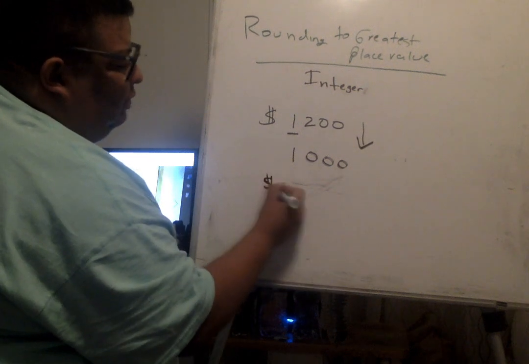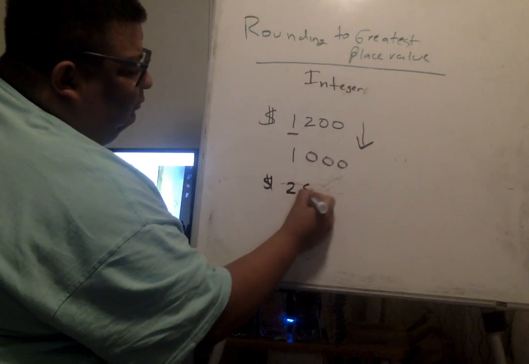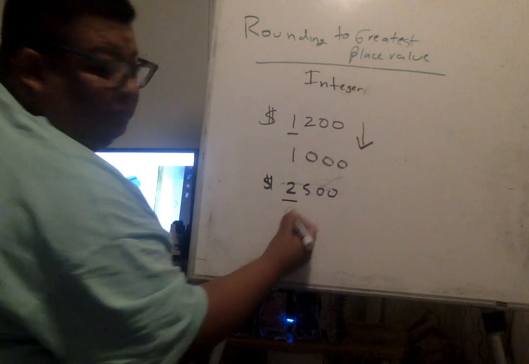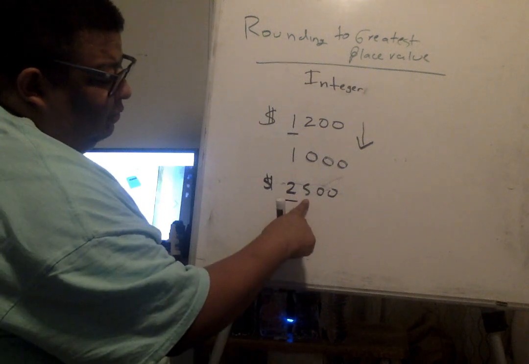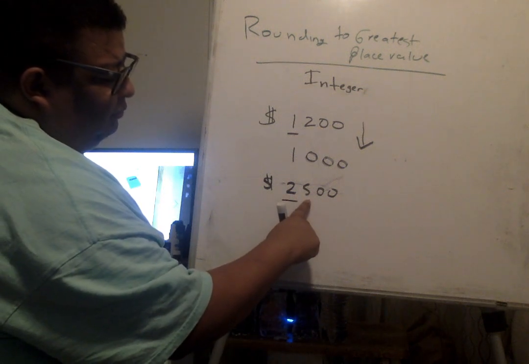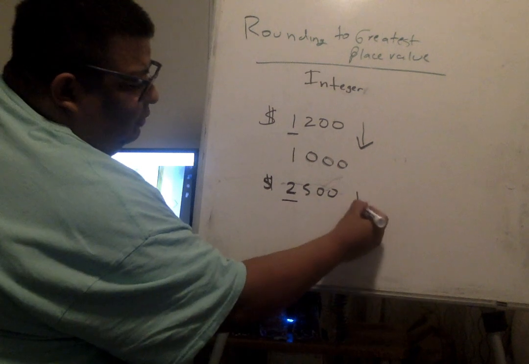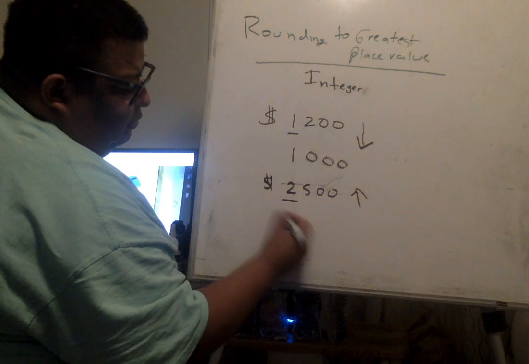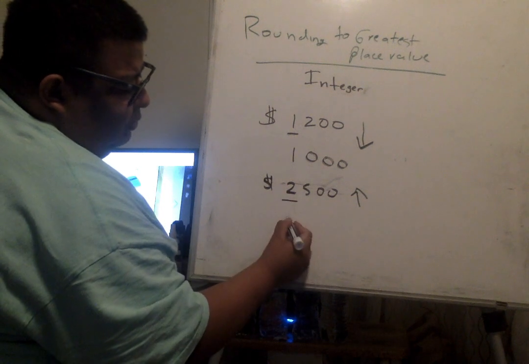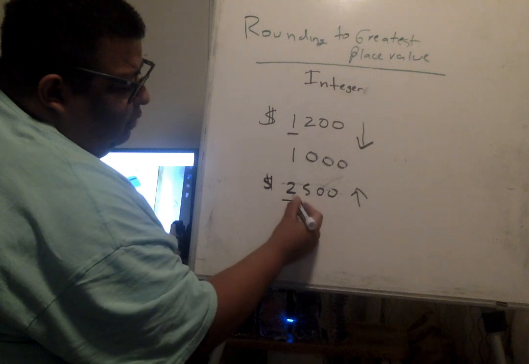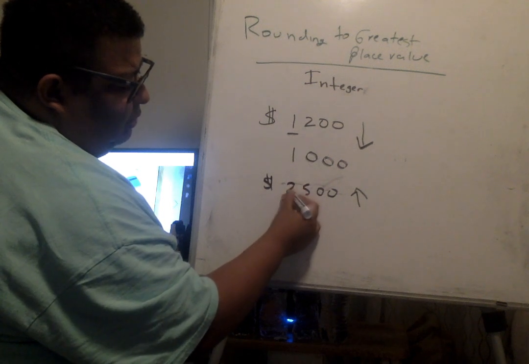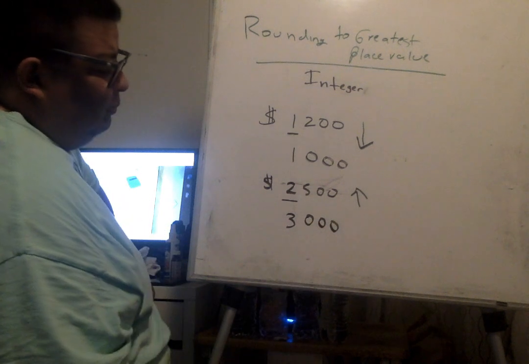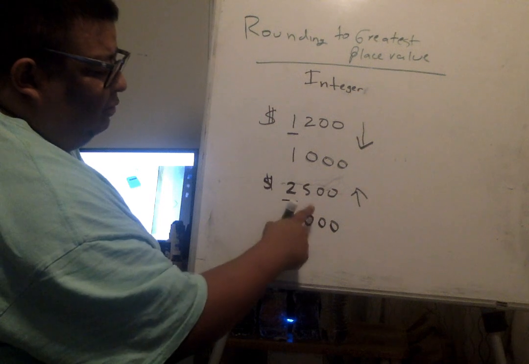Let's say you have money, let's say it is 2,500. The greatest place value is 2, and then you look at the next digit. Is 5 equal to 5 or greater than 5? Yes. So we round up the 2, so it becomes a 3. You add 1 unit to the greatest place value, and then you put 0 0 0. So 2,500 becomes 3,000.